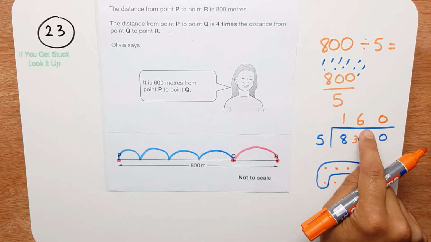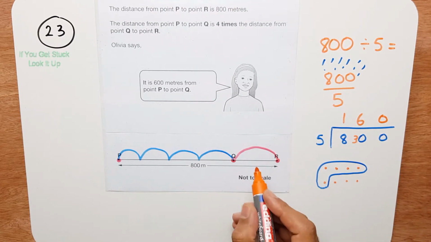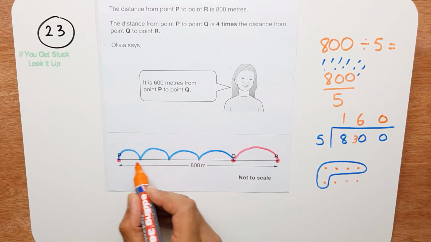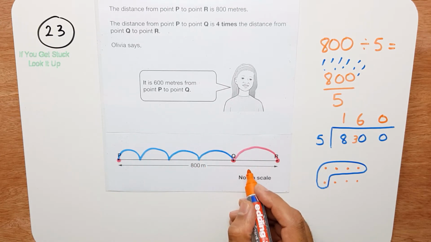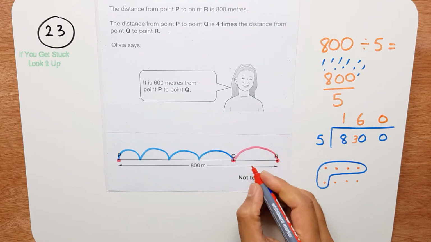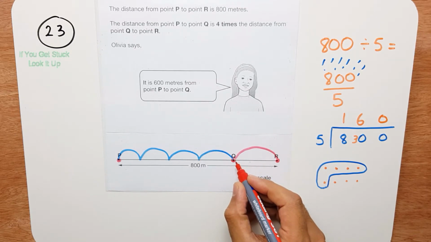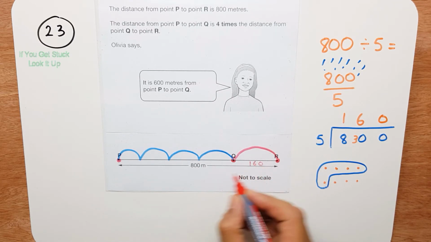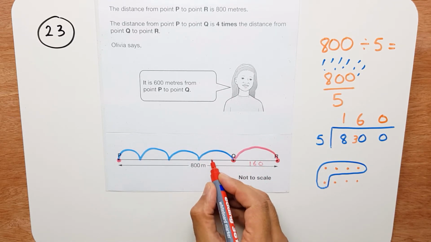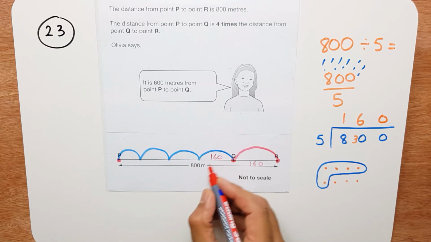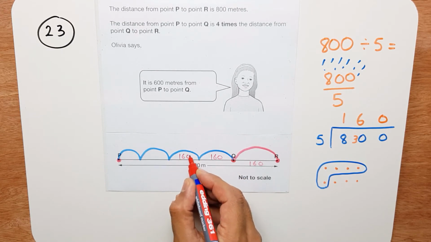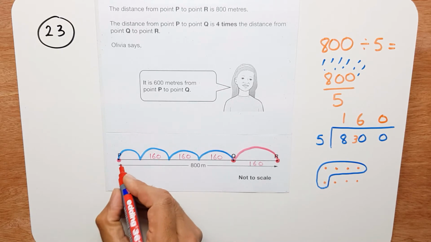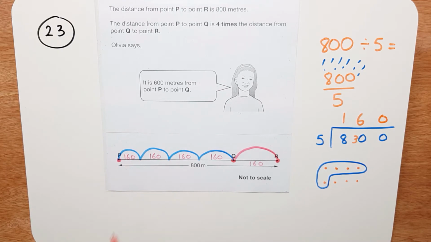Now what does that 160 mean? That means that every one of these parts is equal to 160. So for example, this distance between Q and R is 160 meters. This distance is 160 meters. This distance is 160. This distance is 160. And this distance is 160.